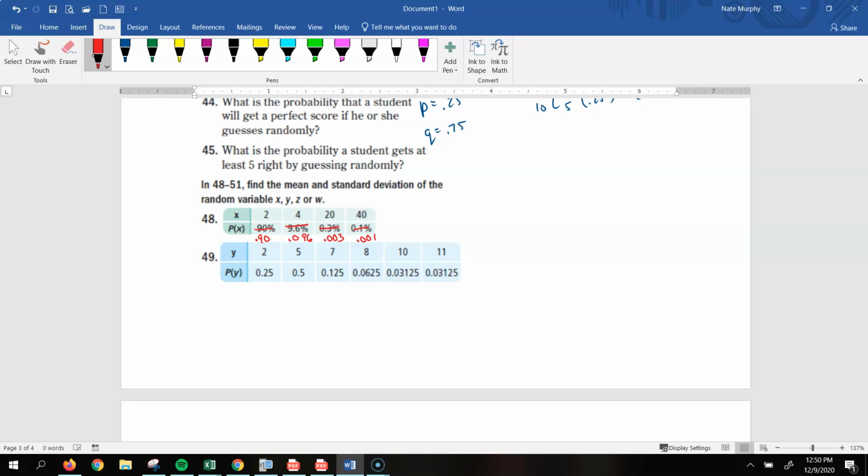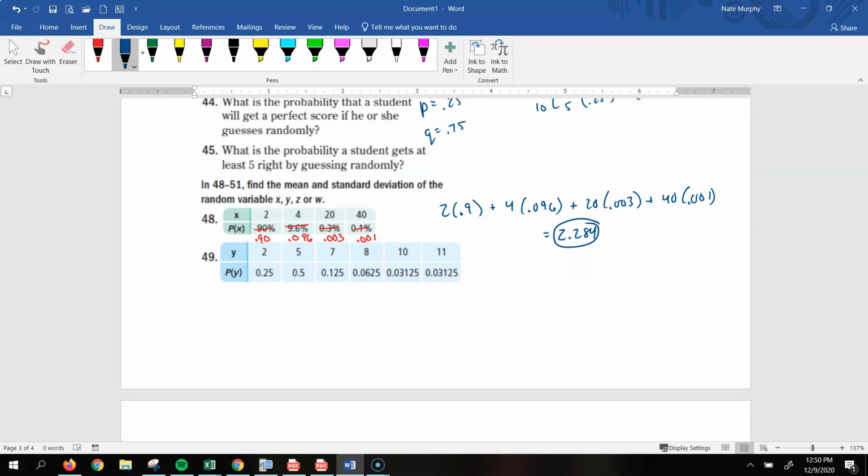So the first thing, to find the mean, I'm going to take each value for x, multiply it times the probability. So 2 times 0.9 plus 4 times 0.096 plus 20 times 0.003 plus 40 times 0.001. And so again, this is one where you type this in on your calculator. When you do that, you get 2.284. That would be the mean.